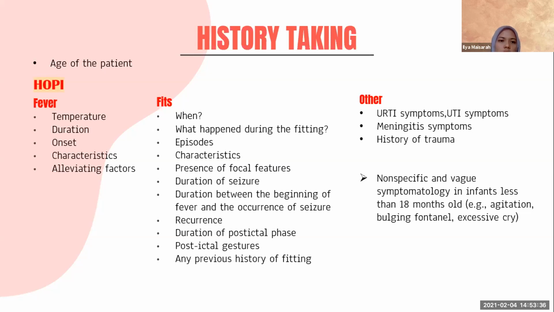And for the fit or seizure, we need to know when it happened and what happened during the fitting. The child may have fallen, bitten the tongue or choked during the seizure. And also we need to know about the episode, whether it is the first time or it had happened before. We need to know about the characteristic of the seizure, whether it affects all of the limbs or only a certain part of the body. Presence of focal features if it affects only a certain part. Duration of the seizure, how long it has been happening.